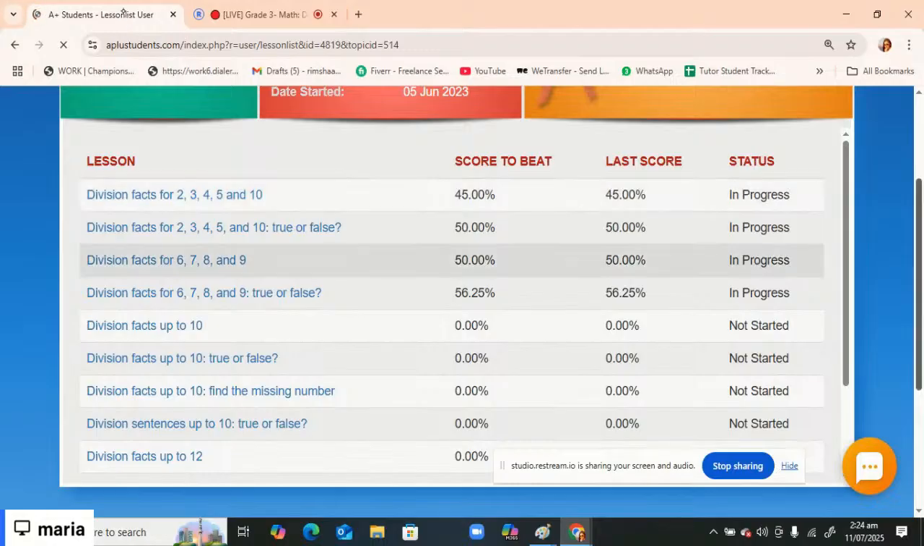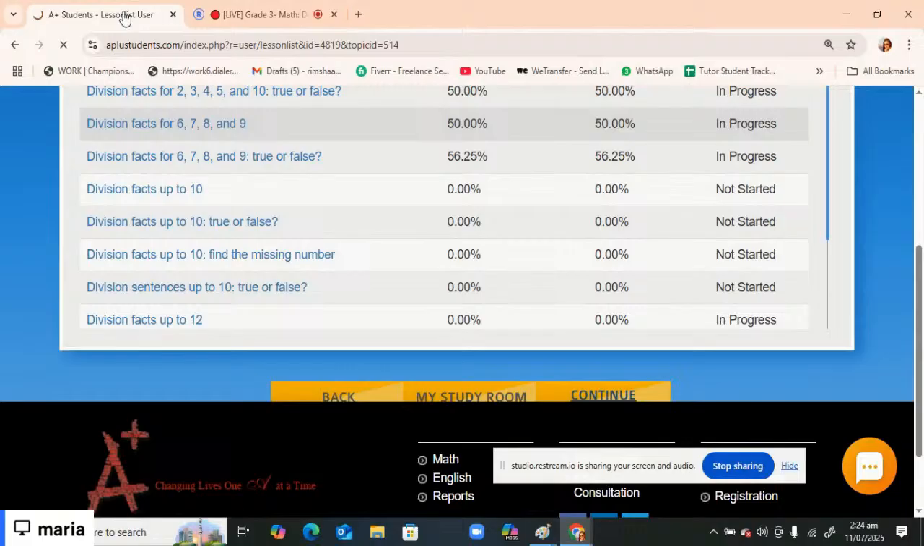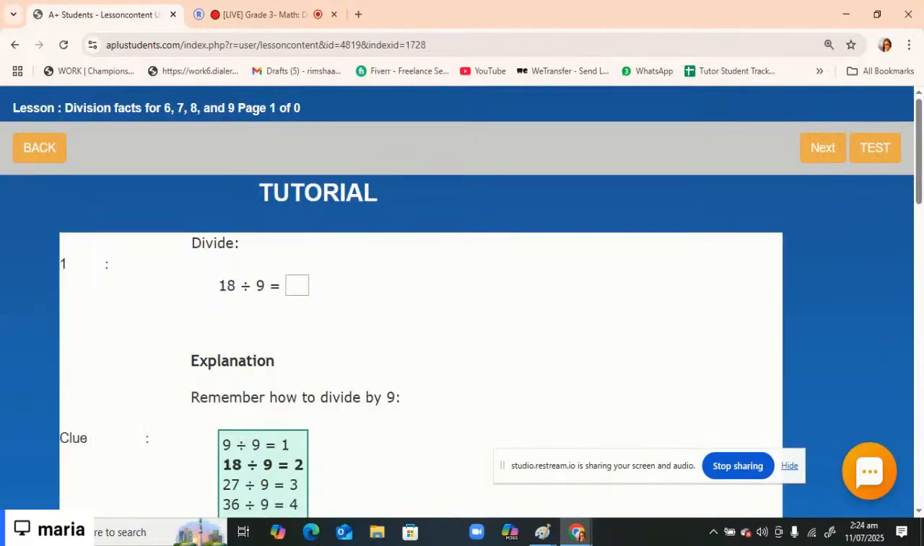Division facts for 6, 7, 8, and 9. Now here are some bigger numbers. We are using 2, 3, 4, 5, and 10. And now we are using 6, 7, 8, and 9. The same thing we do here. So now we divide the number over the 6, over the 7, over the 8, and over the 9.